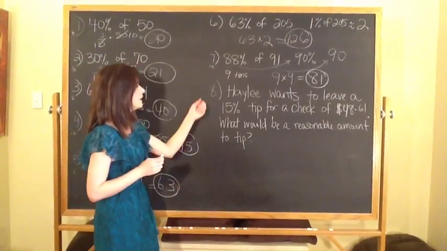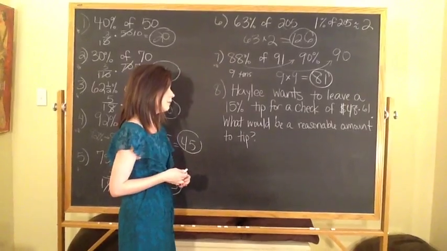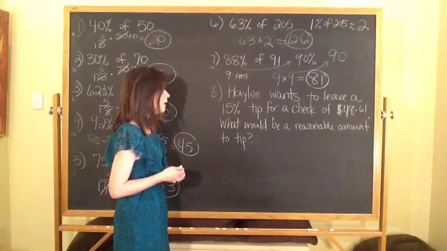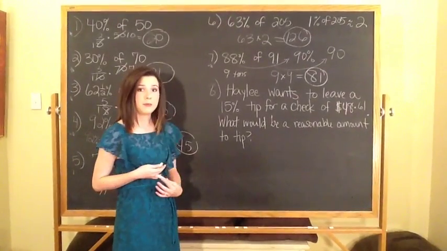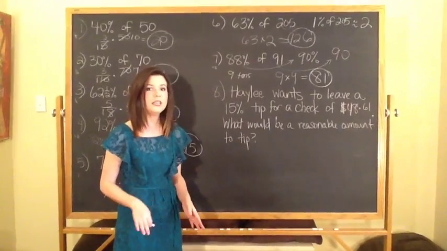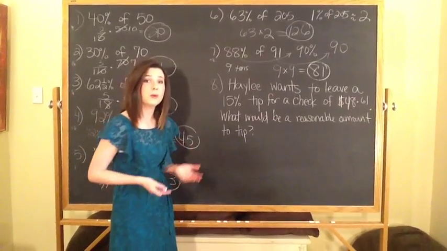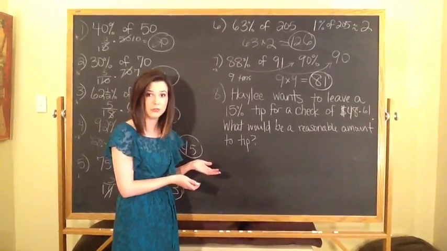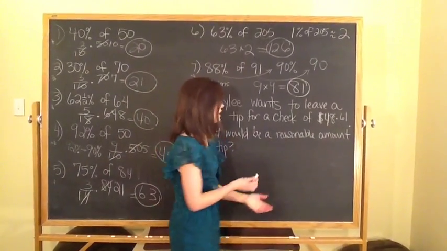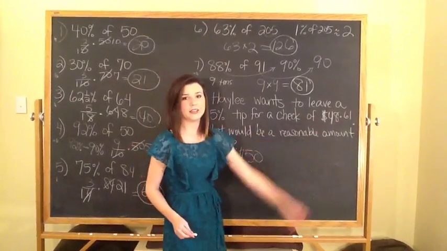All right, let's go ahead and look at the last equation. It says, Haley wants to leave a 15% tip for a check of $48.61. So what would be a reasonable amount to tip? Now, obviously, you use this almost every day, anytime you go out to eat or anything like that. So this is a very helpful lesson. So let's apply it to a situation that you would really run into. Okay, so the first thing we're going to do is estimate our bill to about $50. So that's what I'm going to do first. $50, because it's really close, 48 and some change.